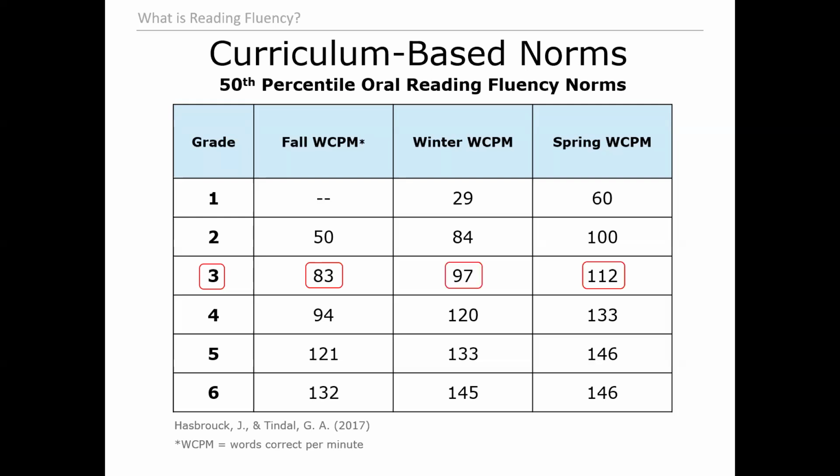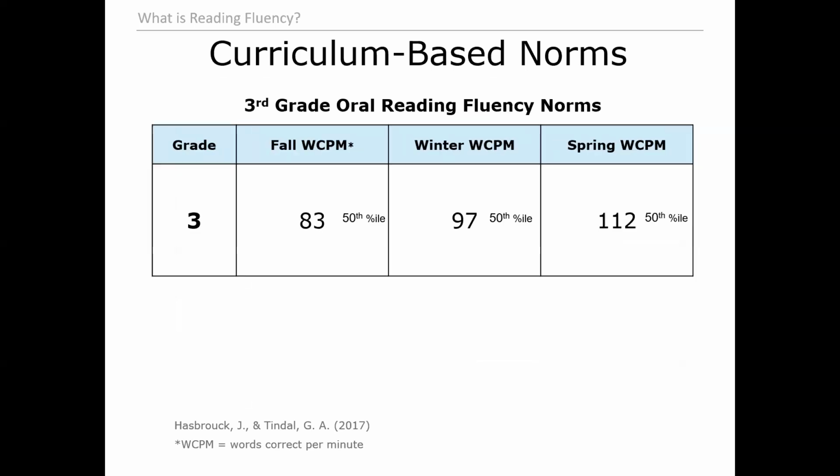When they progress through the school year, notice what happens. The number of correct words per minute increases throughout the year, from the fall to the winter to the spring. And we see that same pattern for students at each grade level. Now let's think about what happens to a 3rd grader with average fluency rates above the 50th percentile and compare that to a 3rd grader with average fluency rates below the 50th percentile.